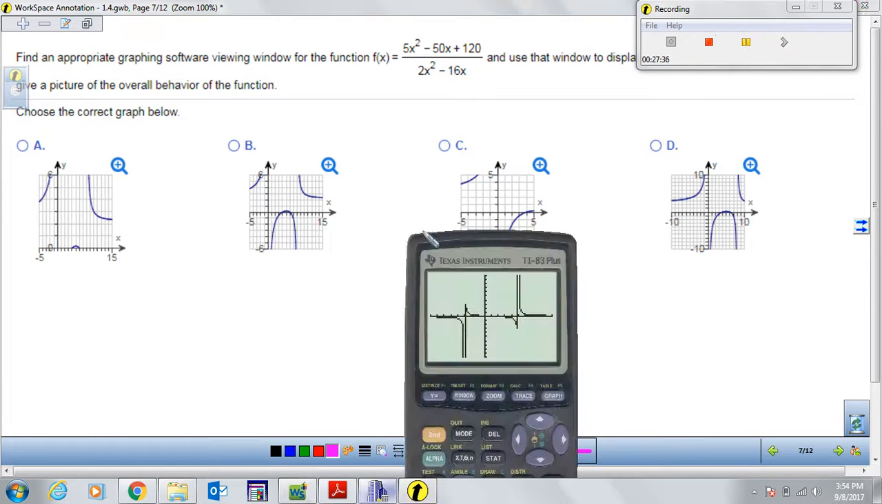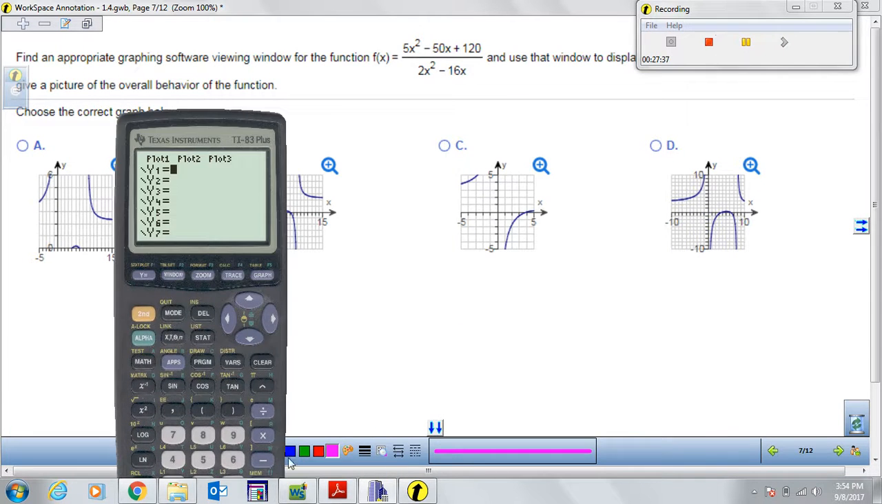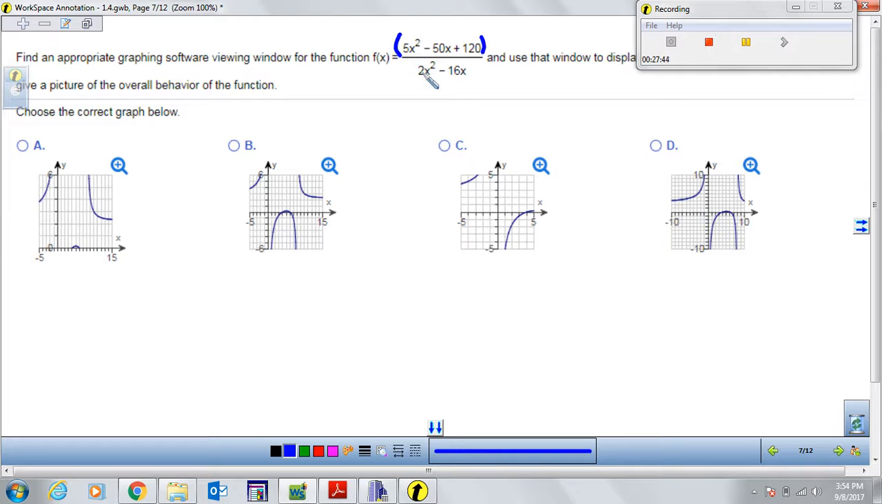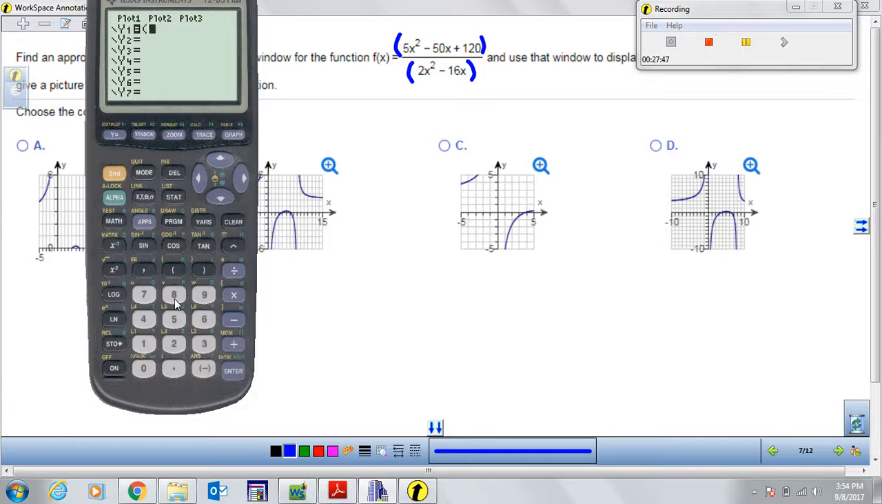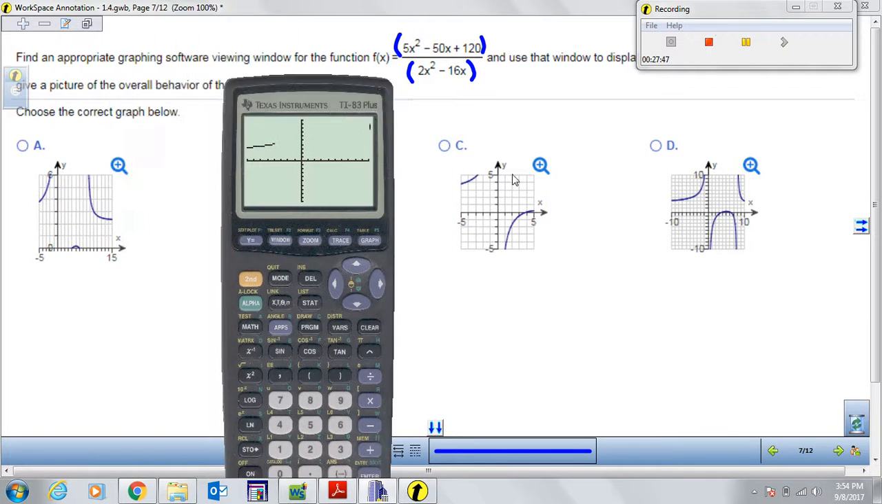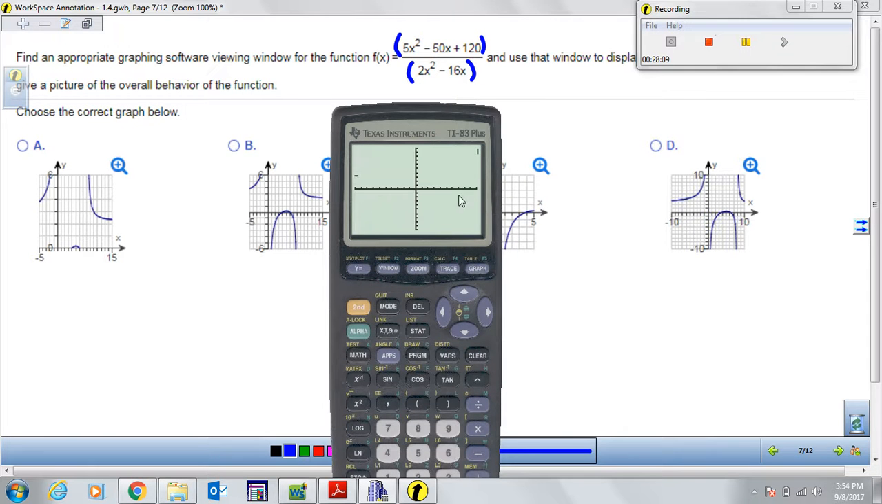Now for this next one, it's also a rational function, so we want to be using parentheses around the numerator and denominator. So parentheses 5x squared minus 50x plus 120 divided by 2x squared minus 16x.